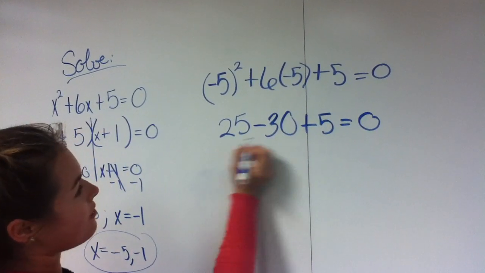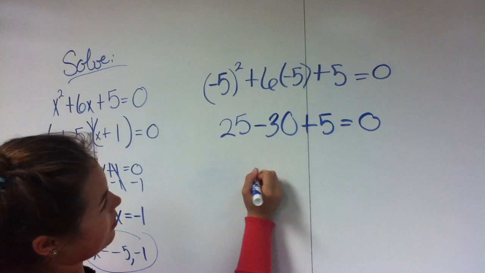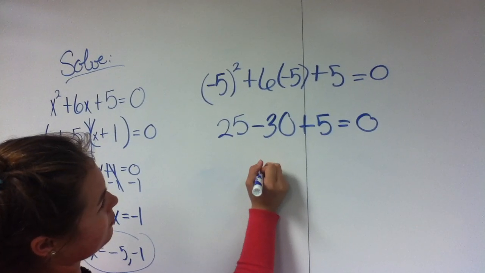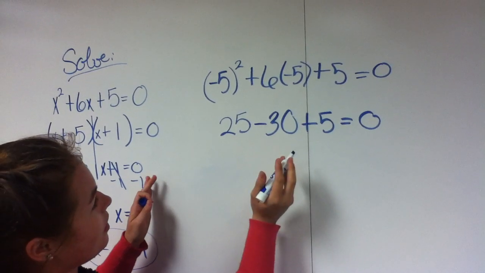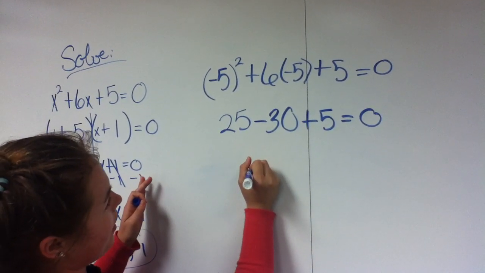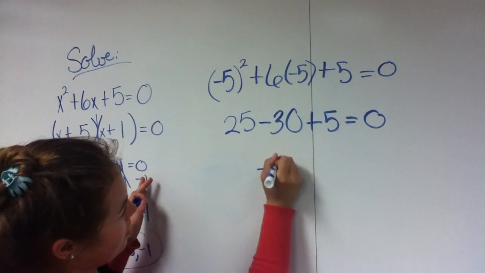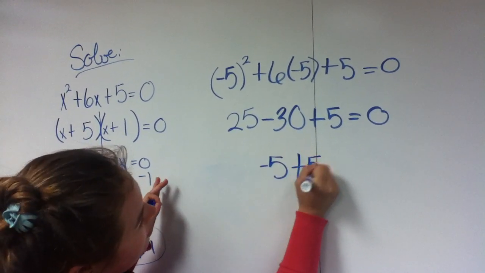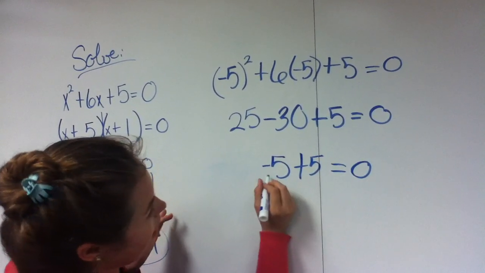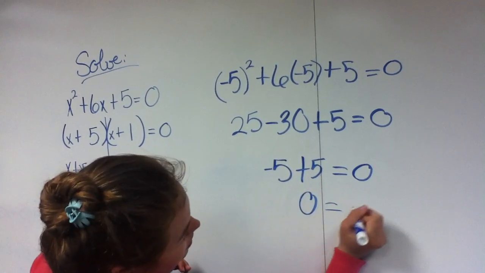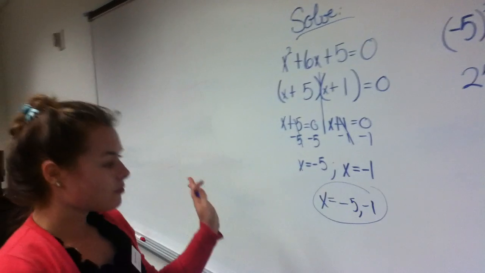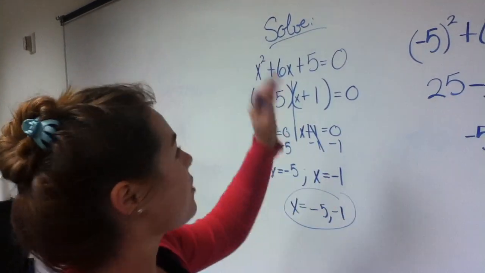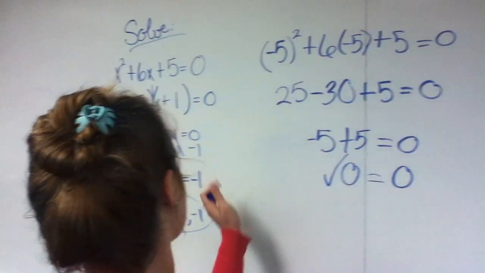So 25 minus 30 is going to give you negative 5, and then plus 5 equals 0. Negative 5 plus 5 is 0, which equals 0. So we know that the first possible answer checks out. Okay, fabulous. Now we're going to plug in the second number, which is negative 1.